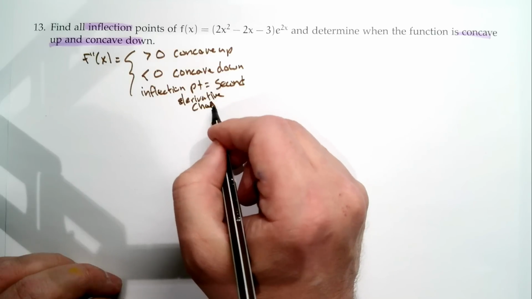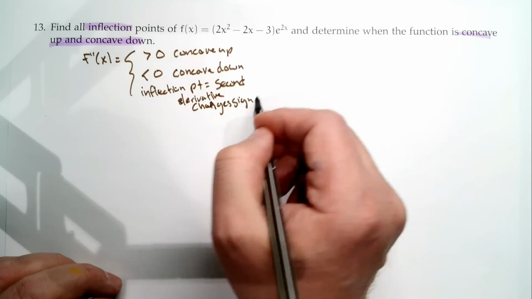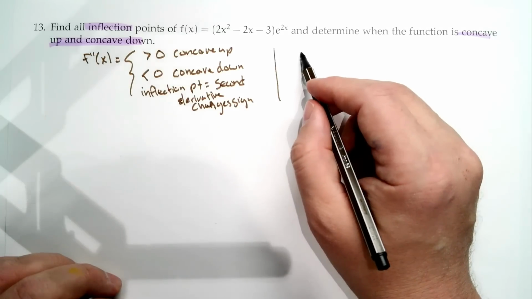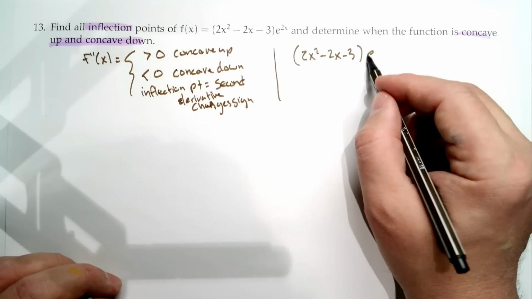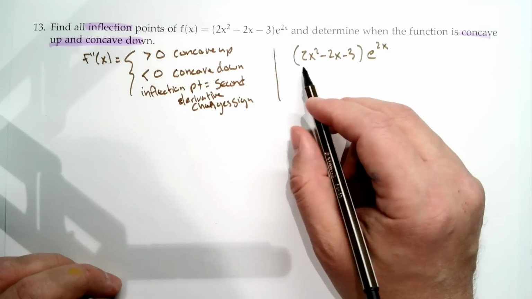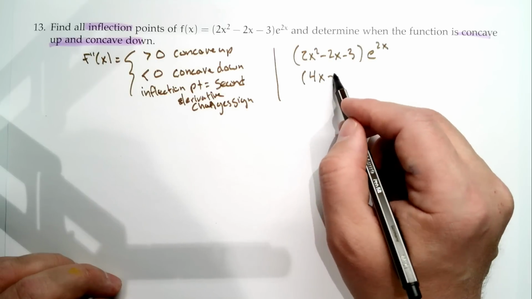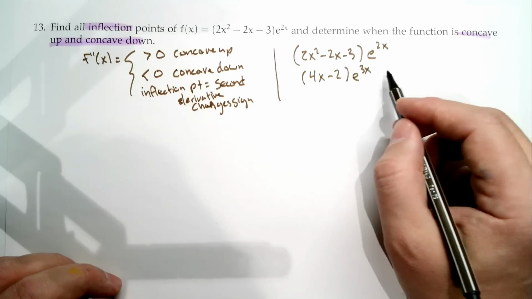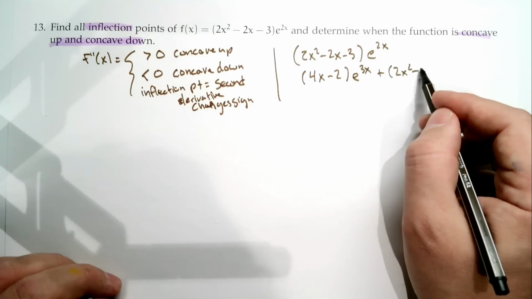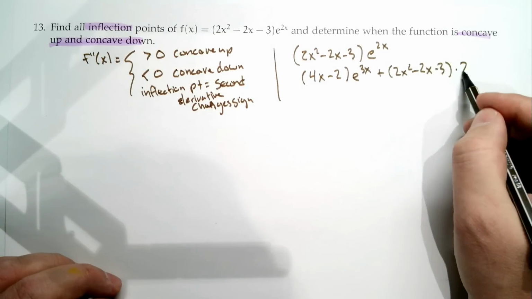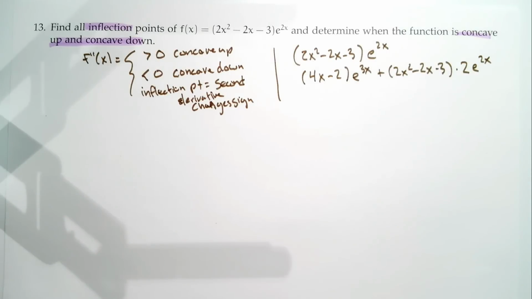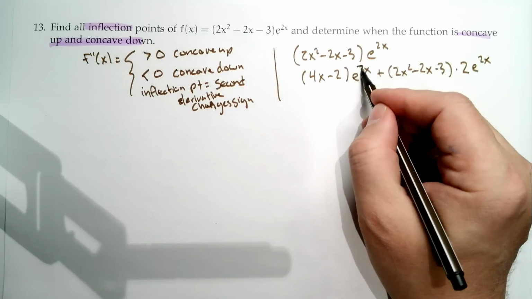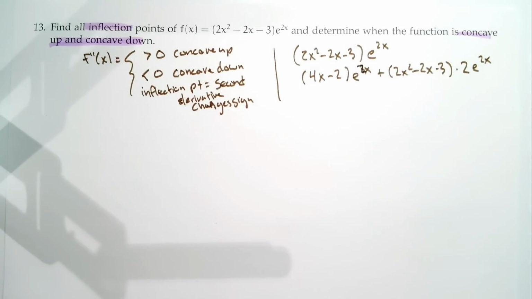So this problem, the first part is just saying, all right, you have to take two derivatives. And here, we just basically have to be patient. There's no big surprise here. So here's our original function. And I'll take the derivative: 4x minus 2 times e to the 2x plus 2x squared minus 2x minus 3 times 2 e to the 2x. I'm just taking the derivative of the first times the second, except somehow I wrote a 3. It should have been a 2. I want to be careful because I don't want to mess up what comes next.